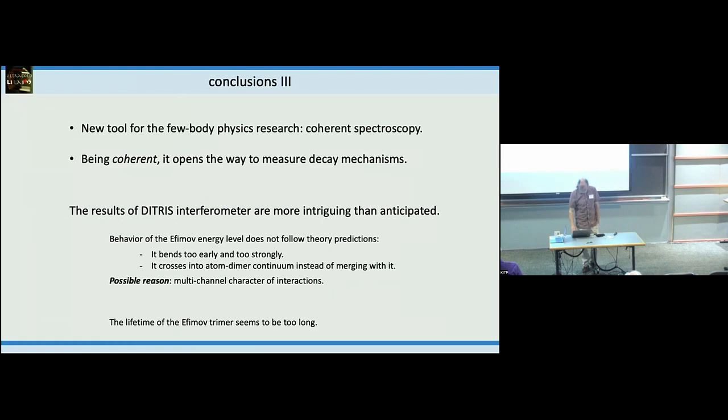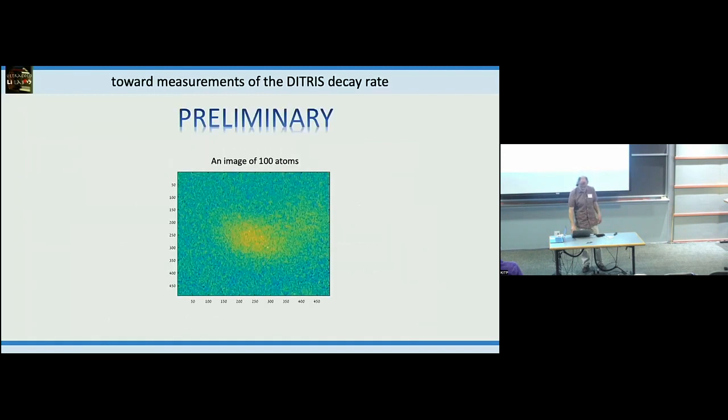In order to measure the lifetime, we have to change our strategy for how to measure the atoms. Instead of measuring the remaining atoms, we start to measure atoms that participate in this coherent spectroscopy. This is an image from our recent work where we measure a few tens of atoms up to a few hundreds of atoms. This is a different type of measurement.